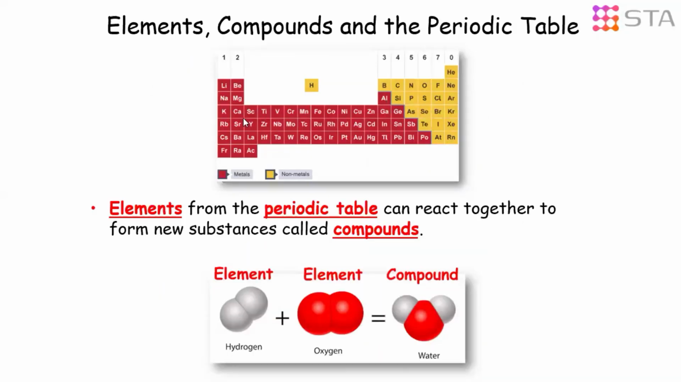Now, we know what the periodic table is. We know it contains all the elements. We know that they are split into metals and non-metals. There are 100 different types of elements. And we know that the elements now can undergo chemical reactions to form compounds. Remember, compounds are never found in the periodic table, only elements.